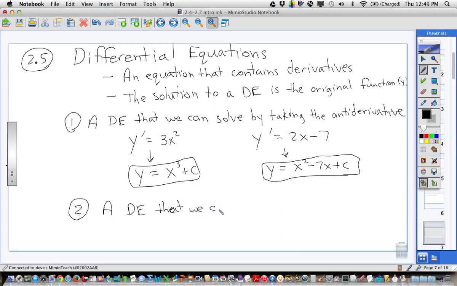that we can't solve by antiderivative, but we will memorize the solution.